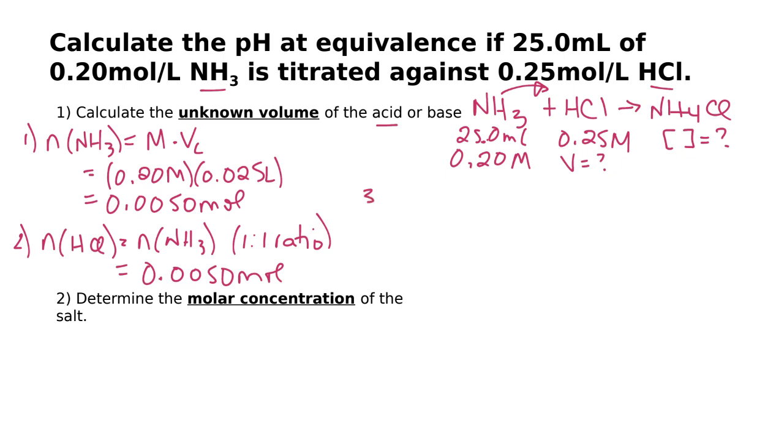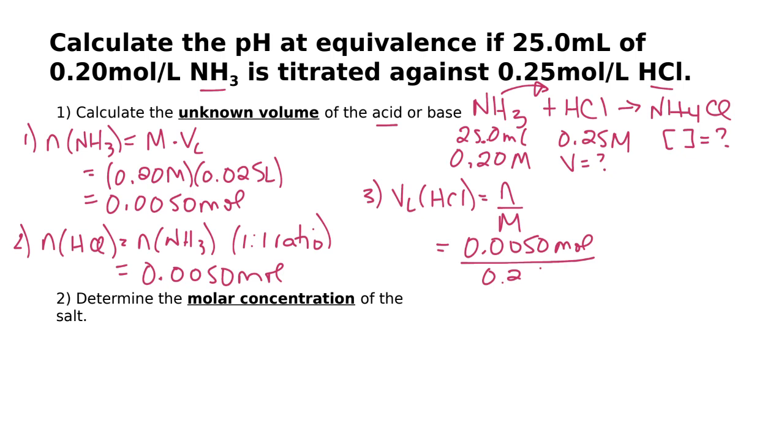But I need to find the volume of acid that they added. So step 3 will be just a quick conversion of figuring out the volume of HCl using our mole formula. So we need to take moles divided by the molar concentration. And we're going to take 0.0050 mole, and we're going to divide it by the molar concentration of 0.25 molar. And I get a volume of 0.020 liters. Okay, and I need that because, again, we're now going to be asked to calculate the molar concentration of my salt.